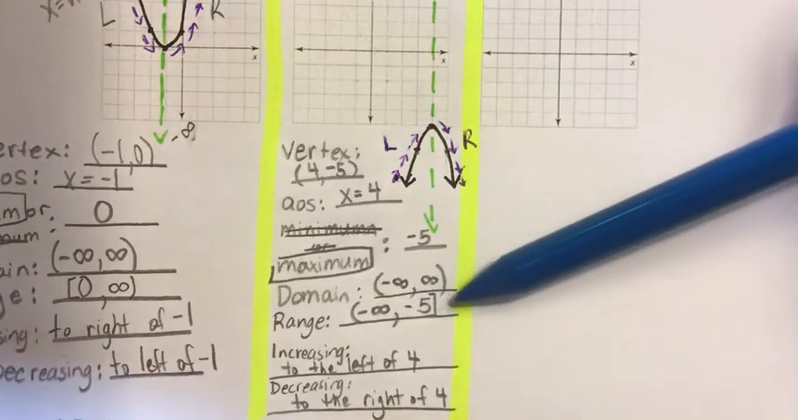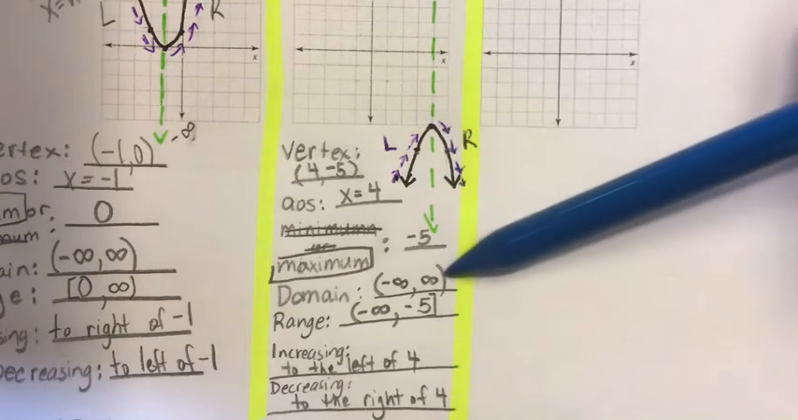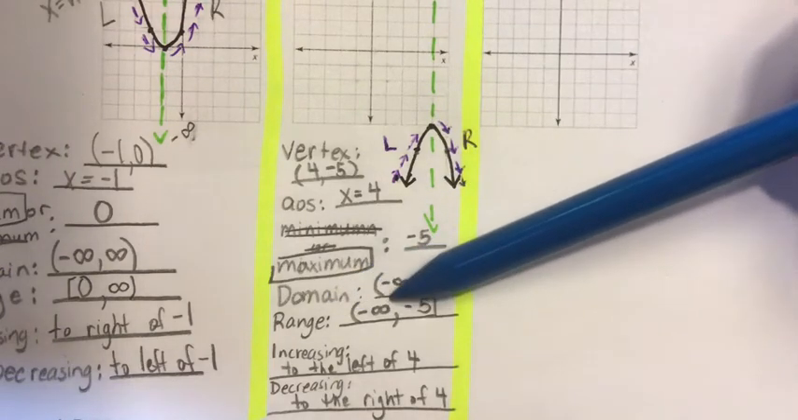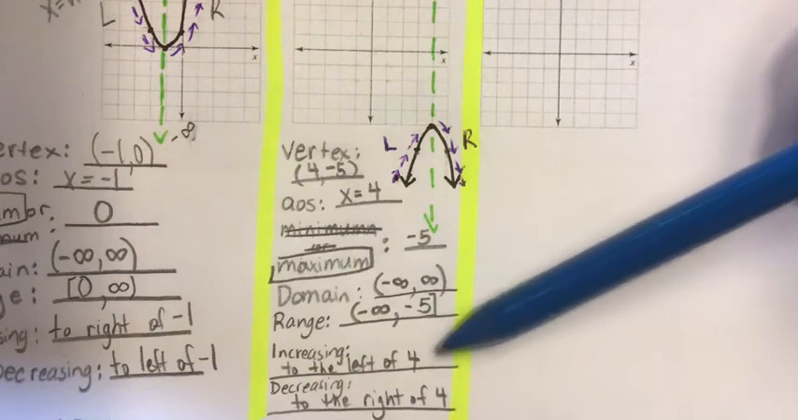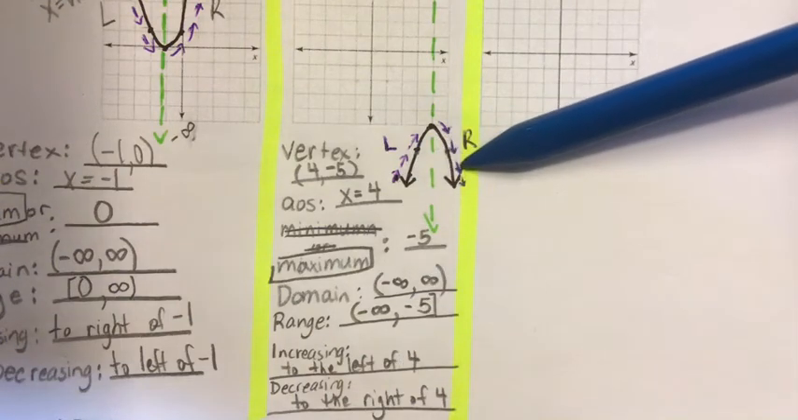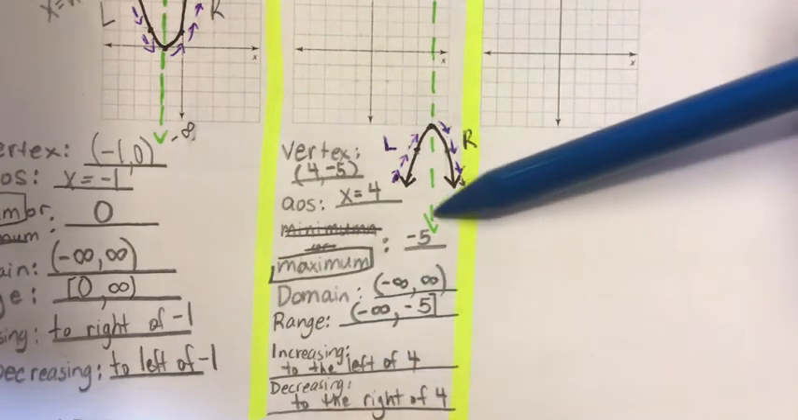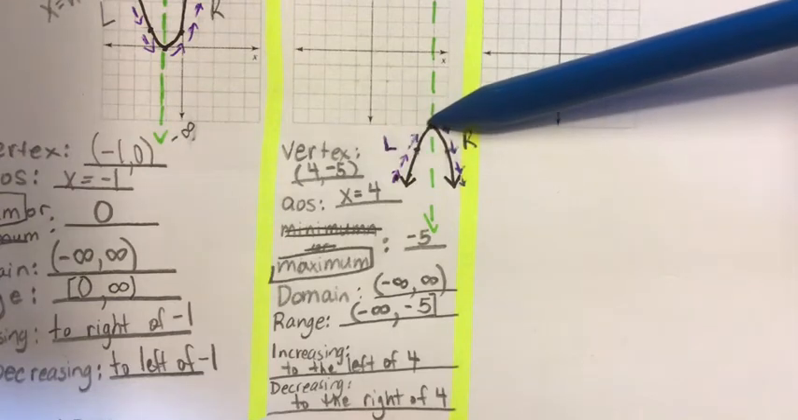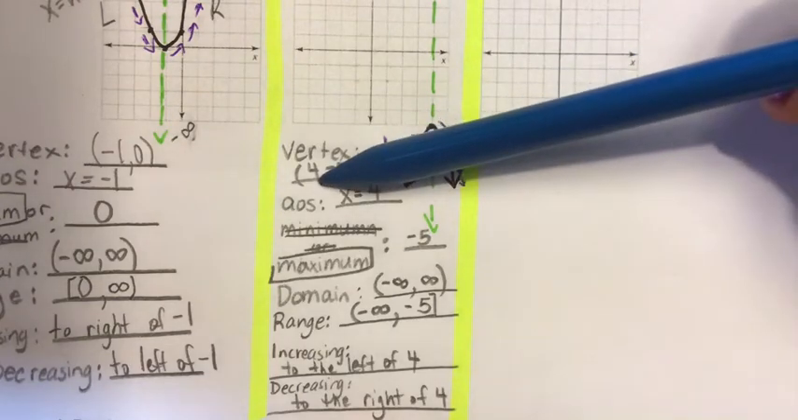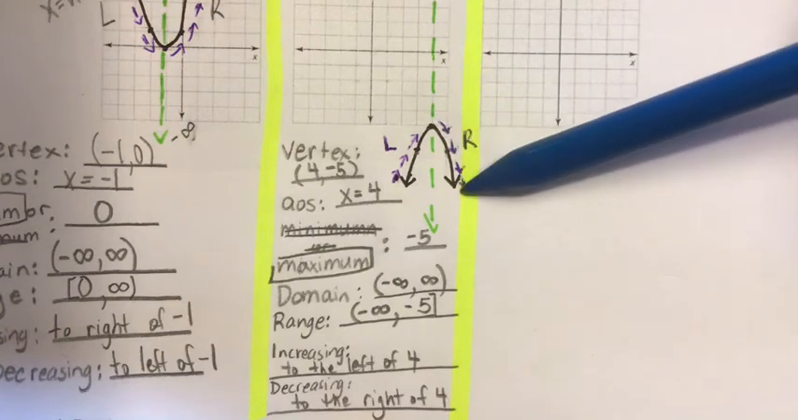Where does my graph stop for my range? Remember, range is your y value. My range would stop at -5. So the range is from -infinity to -5, including -5. I drew the purple arrows and the L and the R for my increasing and decreasing. Where are my arrows increasing? To the left of the x-coordinate of 4. Where are they decreasing? To the right of the x-coordinate of 4.